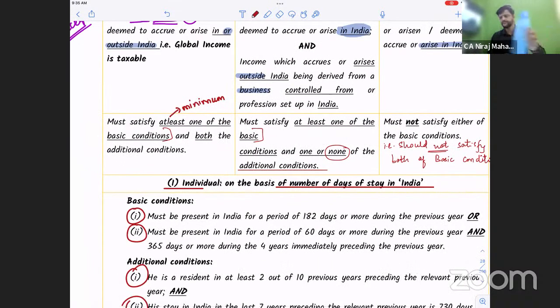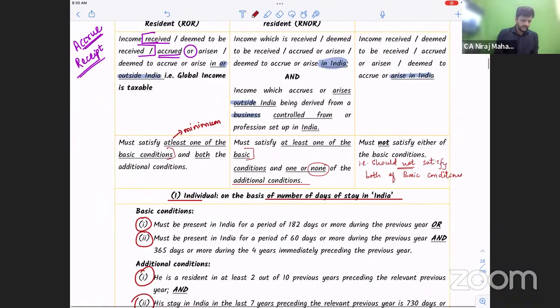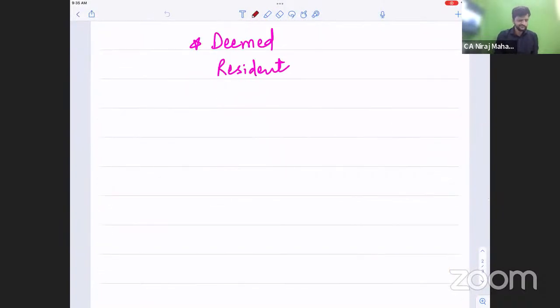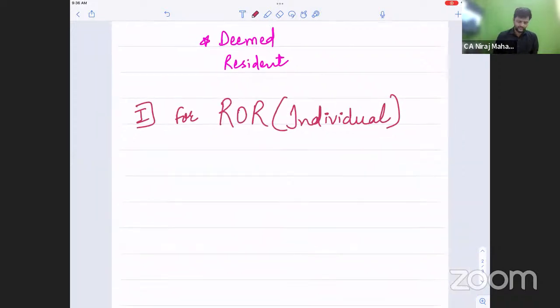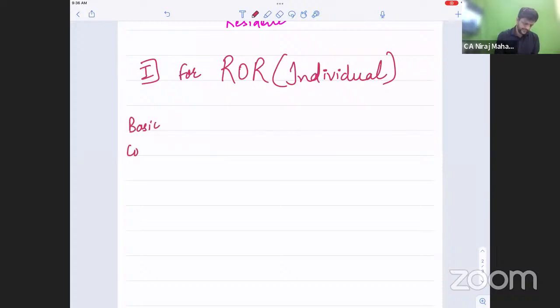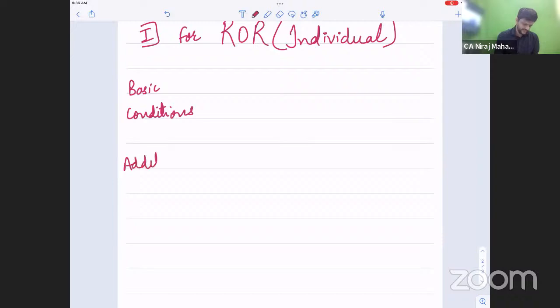Okay. So I recommend you keep a notebook. First one, for ROR, individual. Yes or no? Clear till here? I'm writing the basic conditions, or you can say the additional conditions. How many basic conditions are there? 2. And what about additional? Also 2.